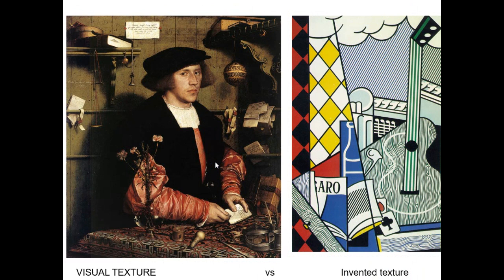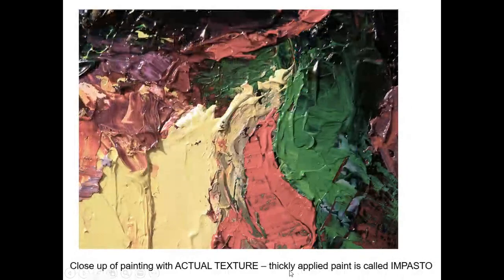On the right, none of us are fooled into thinking that that would feel like wood to touch it, but we see kind of an invented wood grain that gives us the concept of it. That's what we would call invented texture. Objectively not real looking, but we get the concept.